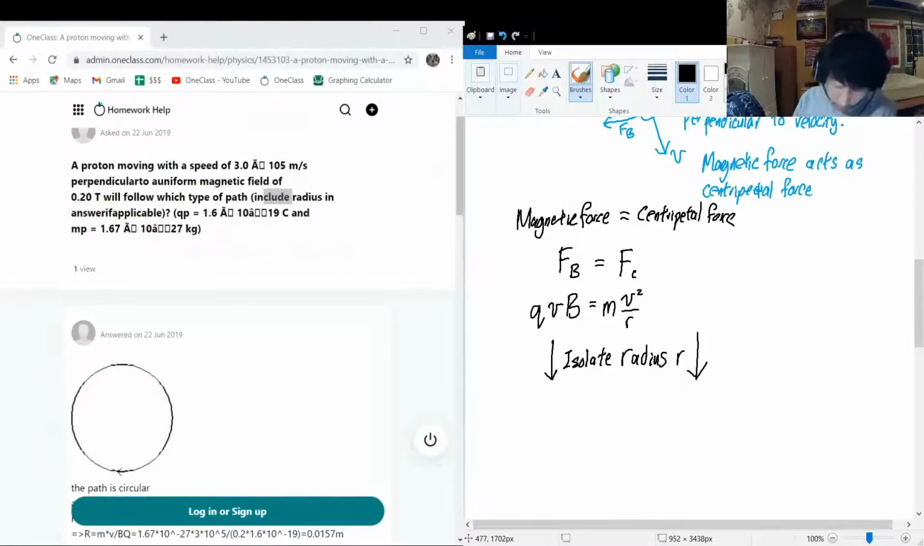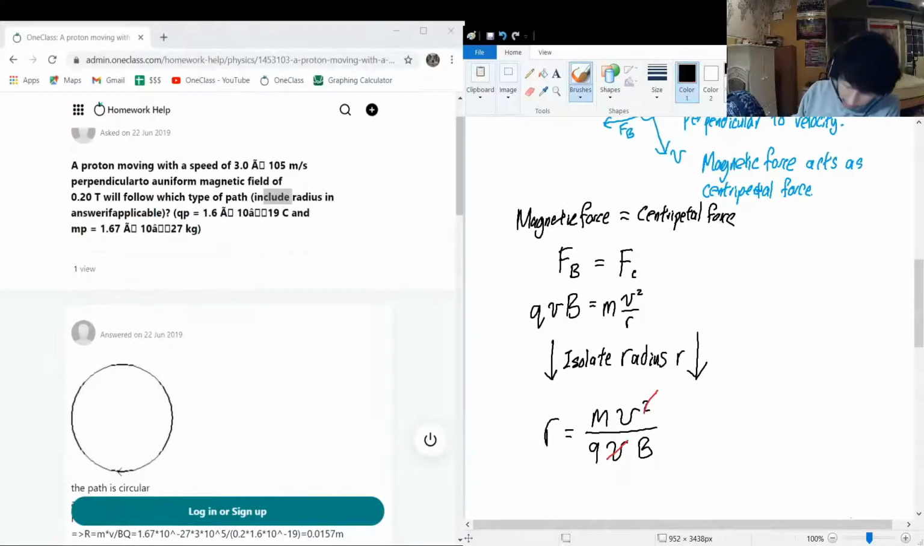And let's do it like this. We can multiply both sides by r to get r upstairs, and divide both sides by QVB. So we have r equals mv squared over QVB. Now with some quick algebra, we can see that the v on the downstairs neutralizes the v squared, so it just becomes a regular v on the upstairs.